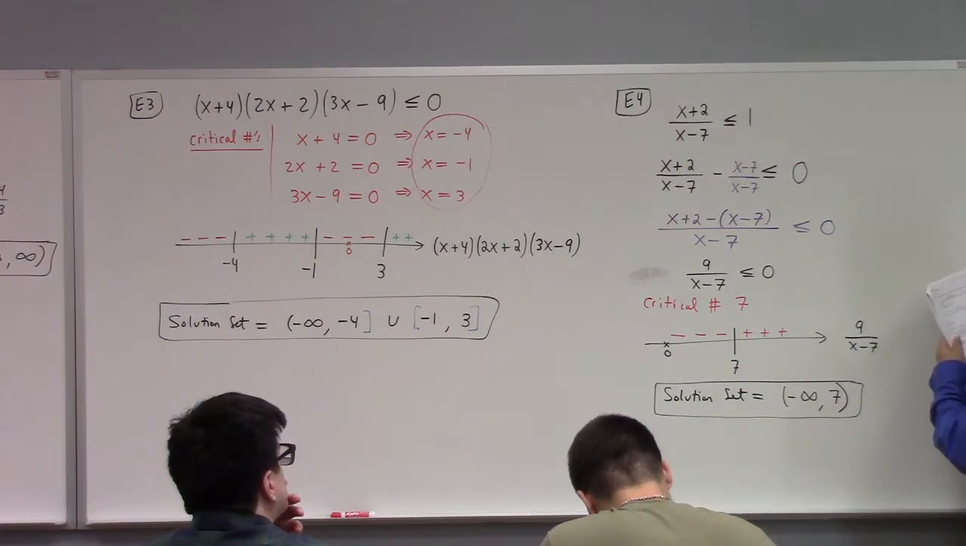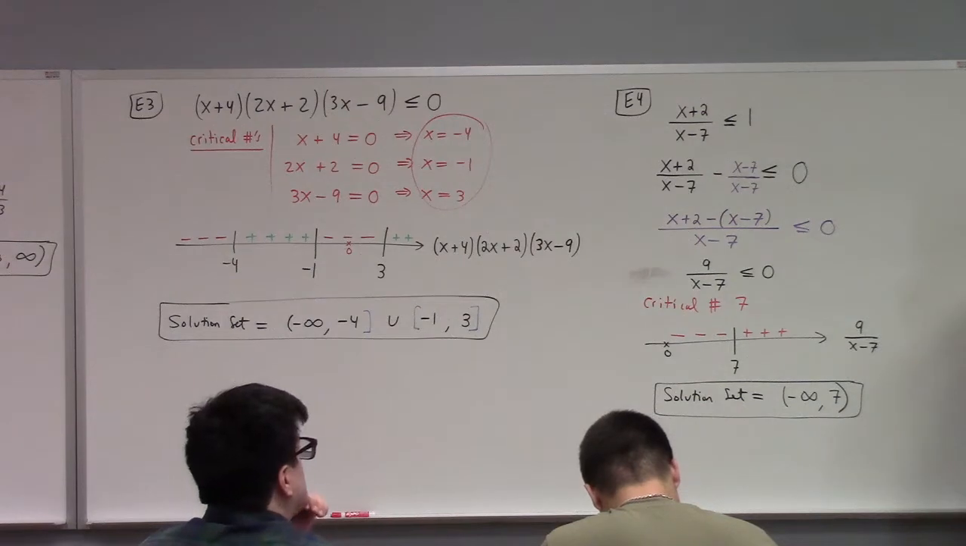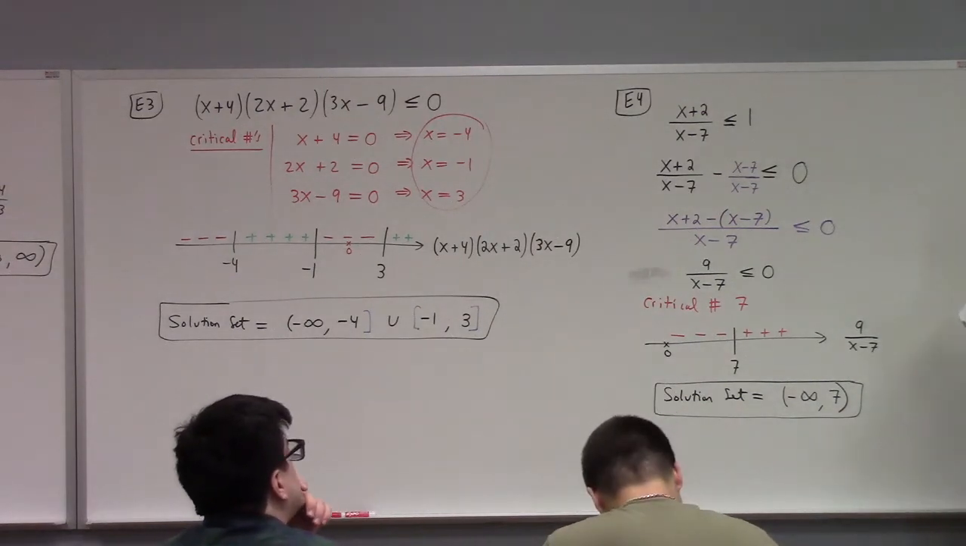6 over x minus 2, absolute value, equals 11.